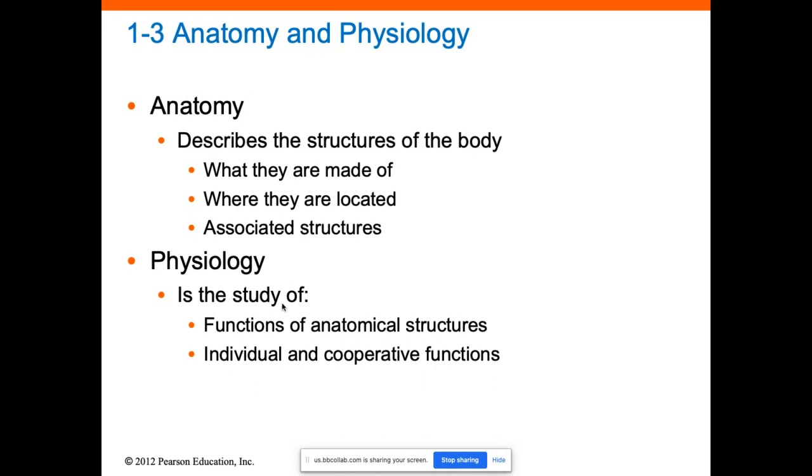So we can look at human structure by visual inspection or observation. We could see things with the naked eye, but there are certain things that we need a microscope to look at. So we have things we could see macroscopically and things that we could see microscopically.